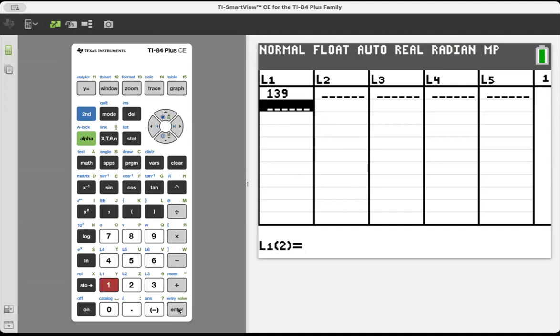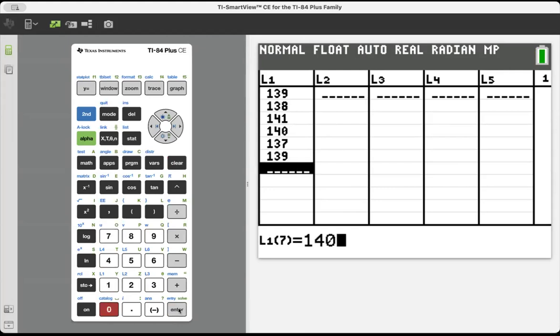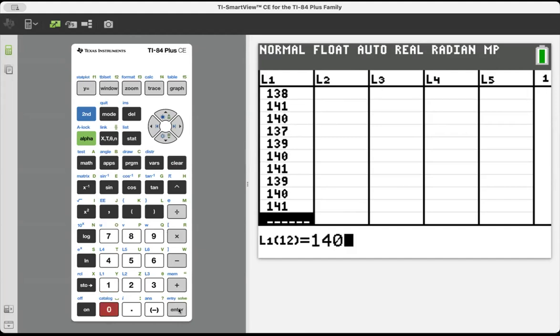139, 138, 141, 140, 137, 139, 140, 141, 139, 140, 141, 140, 139, 138, 141, and 140. Okay, 16 data values.